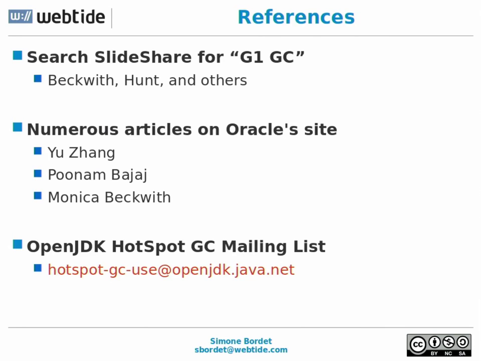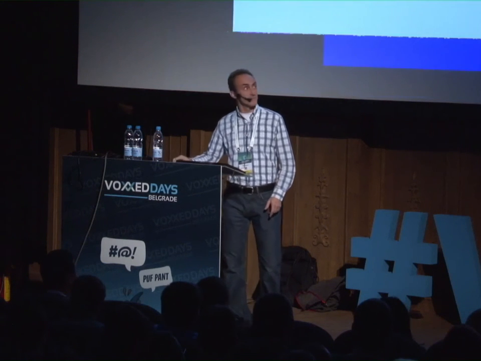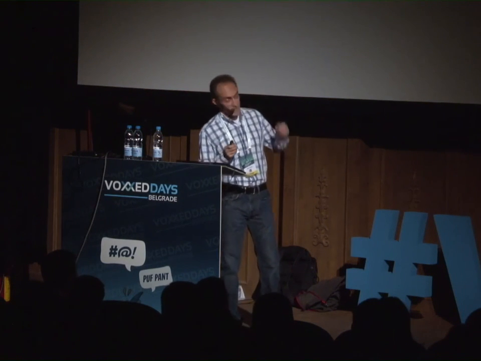A couple of references. You can go to SlideShare and search for G1 GC. You will find a bunch of authors here, mostly from Oracle. These are the authors that I found most useful. All the rest is basically happening on the OpenJDK mailing list. So that is all. If you have questions, I'll take them via Slido.